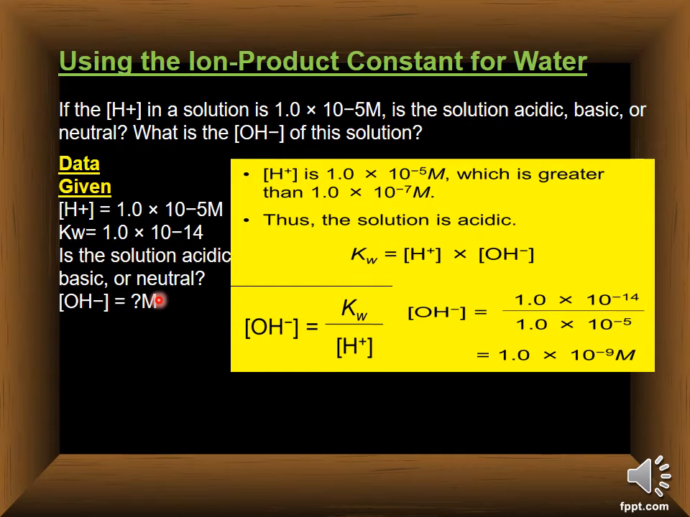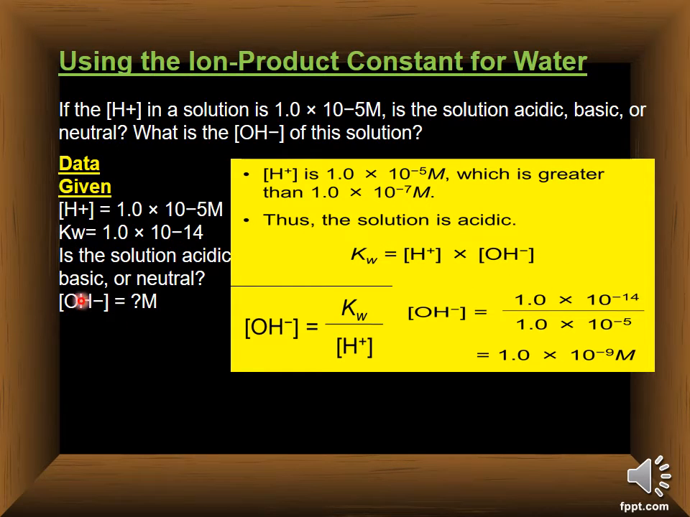So let's start. H positive ion is 1.0 times 10 power negative 5, which is greater than 1.0 times 10 power negative 7. Okay, it looks like 7 is bigger, but remember the sign is negative. So that's why 1.0 times 10 power negative 5 molar is greater than this. That's why the solution is acidic. So the formula, remember, Kw always equals H positive ion times OH negative ion, the concentrations themselves.